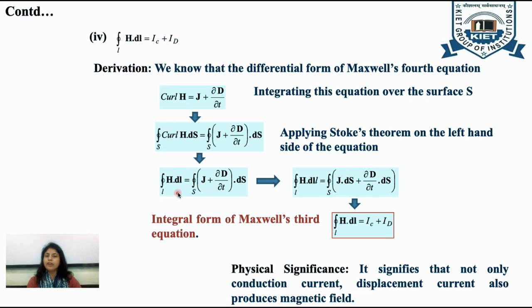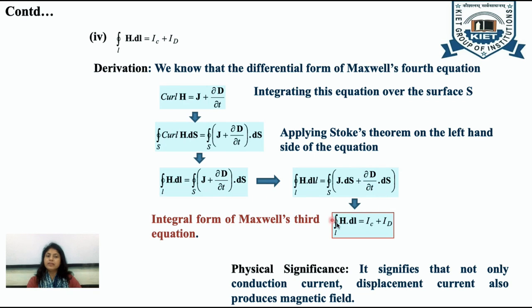Then line integral of H dot dl is equal to surface integration of J plus del D over del T dot ds. Then line integral of H dot dl is equal to surface integration of J dot ds plus del D by del T dot ds. J dot ds is the conduction current and del D by del T dot ds is the displacement current.